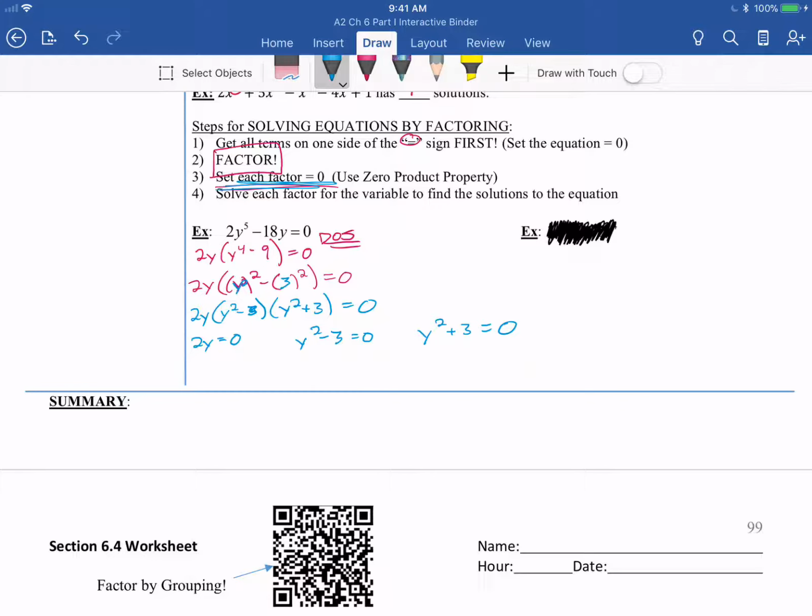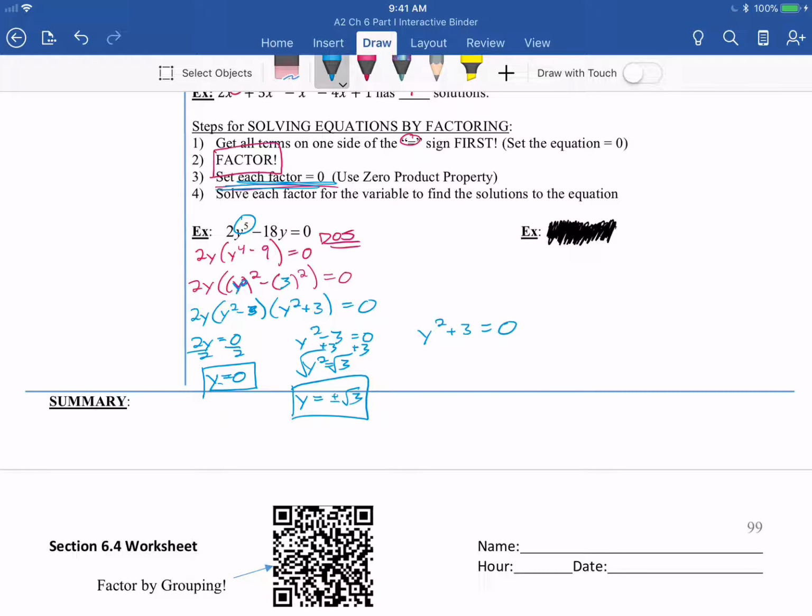Now I just have to solve these. Solve this one for y, divide by 2. This one's an easy one, so y equals 0. That is one of my solutions. Let's talk about this: how many solutions do I have? 5. I need to come up with 5 because that's my highest exponent. To solve this one, I add the 3 over, so I get y squared equals 3. Take the square root, so now I get y equals plus or minus the square root of 3. Don't forget the plus or the minus. That is another 2 solutions. So 0 is 1, and plus or minus the square root of 3 is another 2, so I have 3 solutions so far.